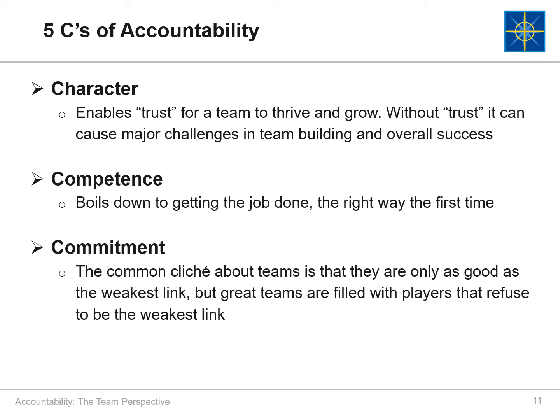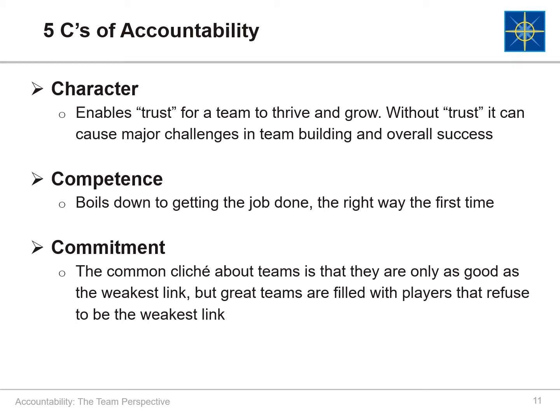Now that we have the basic understanding of the 5 C's for both team building and accountability, let's shift our focus to accountability and we will tie together the 2 different categories of the 5 C's. Character. First step in the equation. Good character enables trust. With trust, a team can thrive and grow. Without trust, it can cause major challenges in team building and overall success.